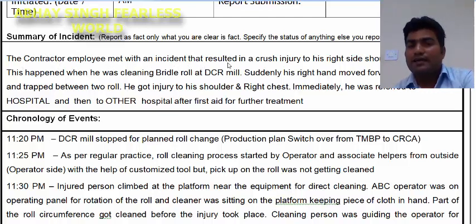The contractor employee met with an incident that resulted in crush injury due to roller. Crush injury to his right side shoulder. That means this happened on the right side shoulder and also in the chest. This happened when he was cleaning brittle roll at DCR mill. When this injury happened at the time of cleaning, suddenly his right hand moved forward into the roll nip. That means at the nip point of a roller there was a gap, and the hand was caught there and trapped between two rolls. He got injured to his shoulder and right chest.